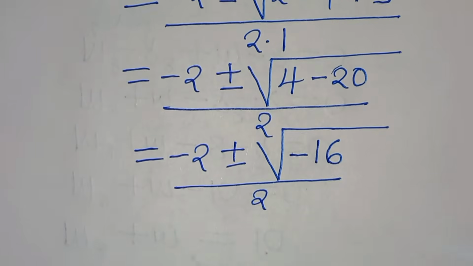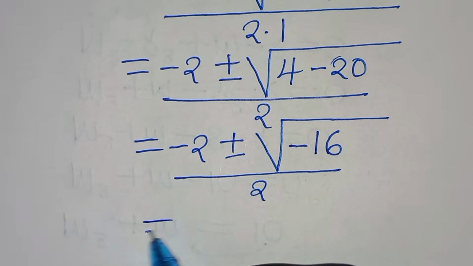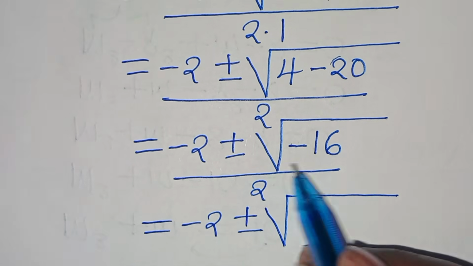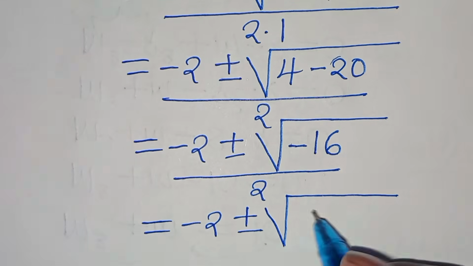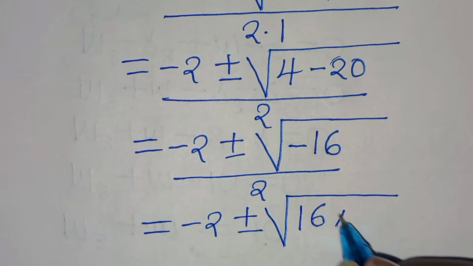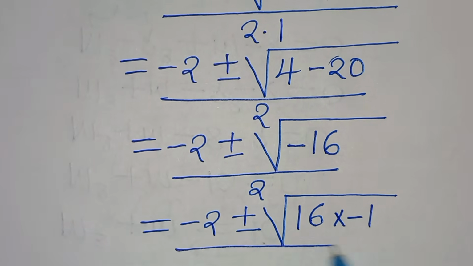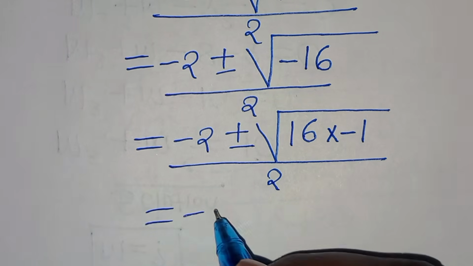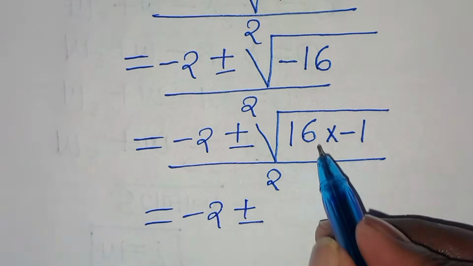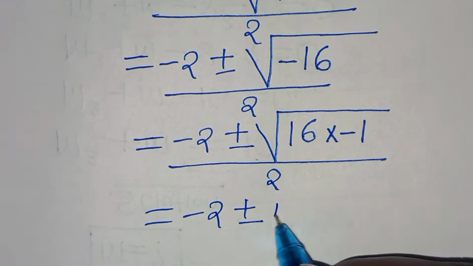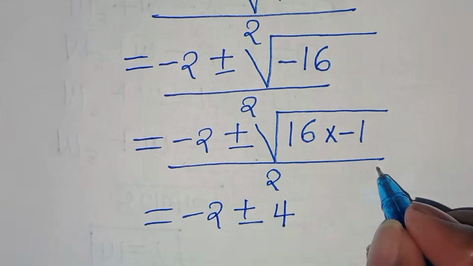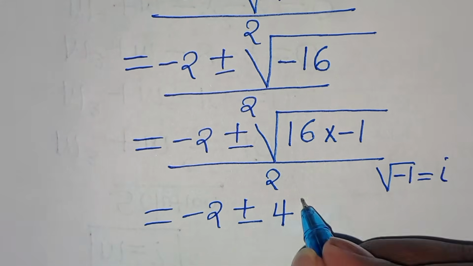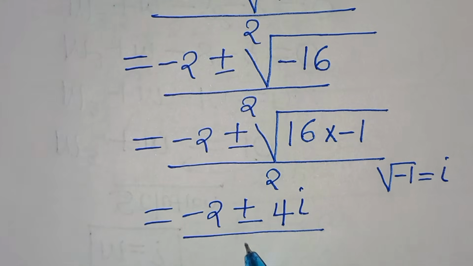So therefore, we have minus 2 plus or minus. Now, we can express the square root of minus 16 as the square root of 16 multiplied by minus 1, everything divided by 2. So this is minus 2 plus or minus the square root of 16, this is equal to 4, then the square root of minus 1, this is the same thing as i. So we have 4i, everything divided by 2.